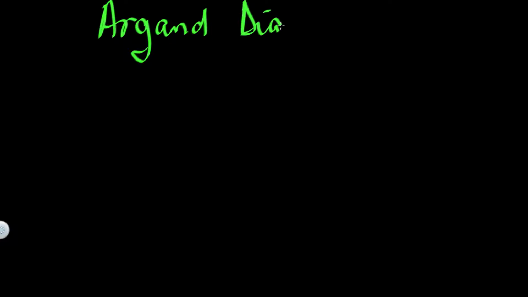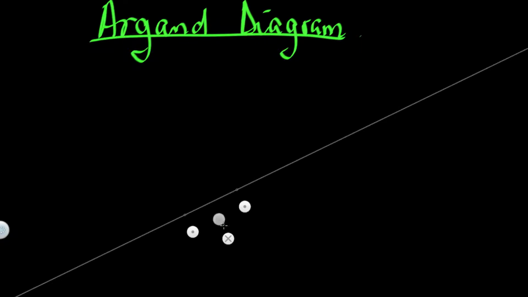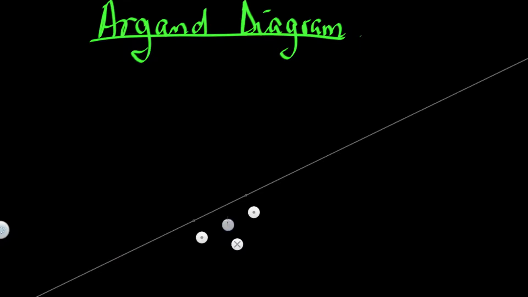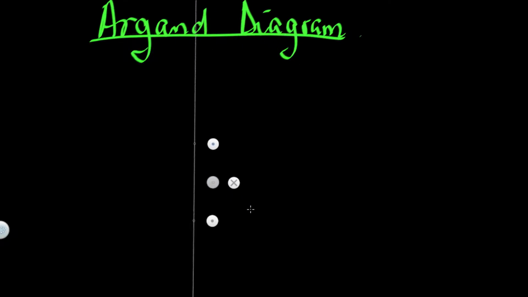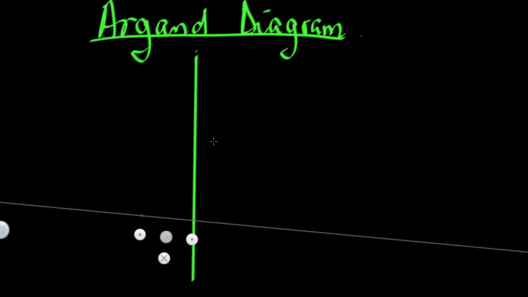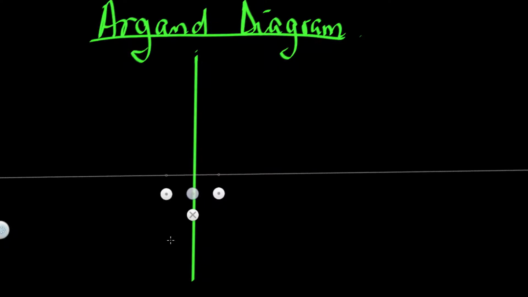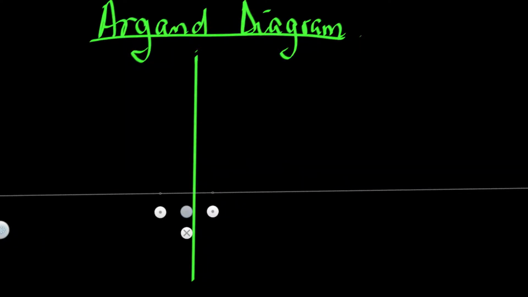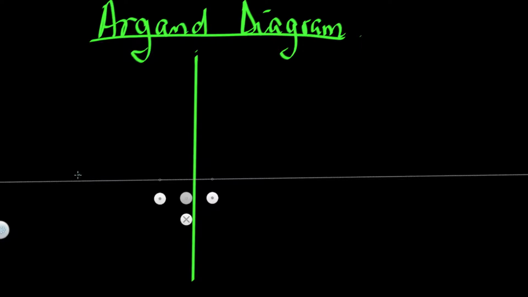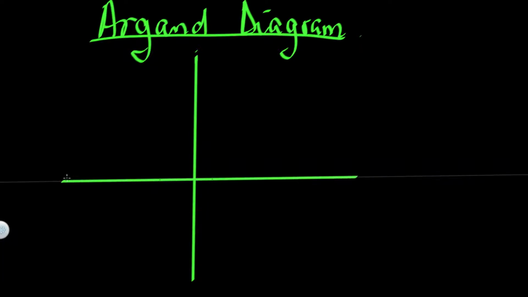The Argand diagram for a complex number. Every complex number can be represented on an Argand diagram. The Argand diagram is drawn on the Cartesian plane, which means we have a vertical axis and a horizontal axis. I'm going to draw here my vertical axis and my horizontal axis.